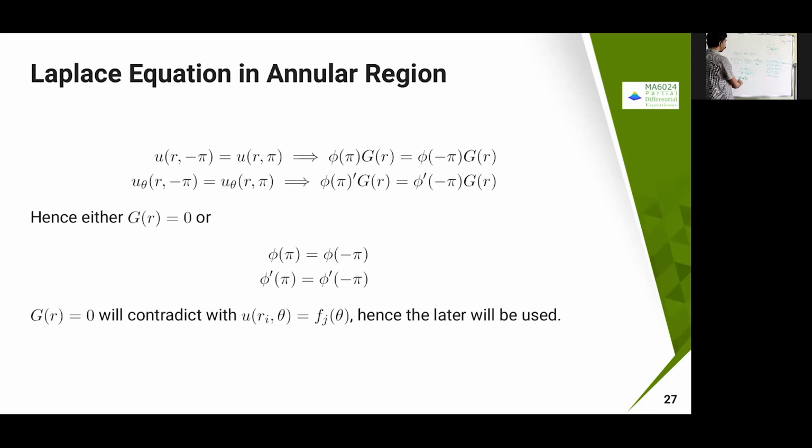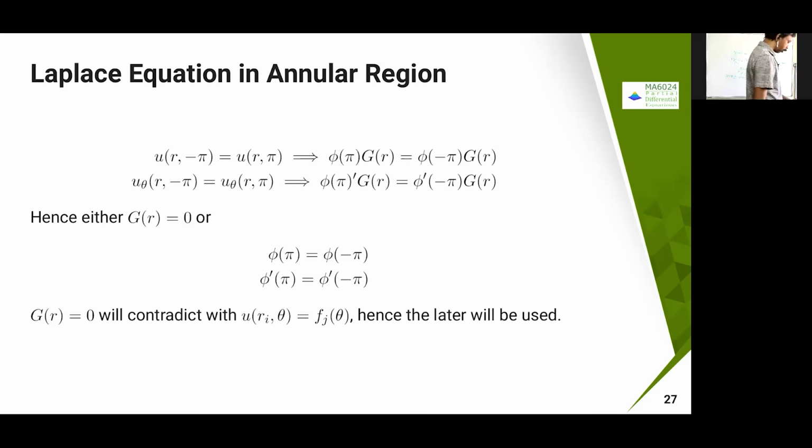But g of r cannot be 0, because if g of r is 0, then u of r1 comma theta cannot be f1 of theta, and u of r2 comma theta cannot be f2 of theta. Moreover, if g of r is 0, u of r comma theta is going to be completely 0, which I am not interested in. So you can assume that g of r is not equal to 0, and you can claim that Φ of −π equals Φ of π.